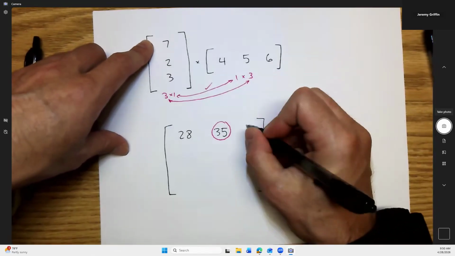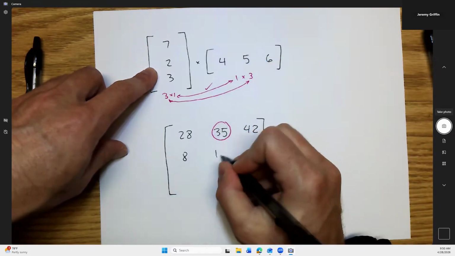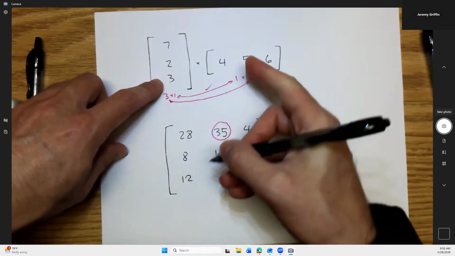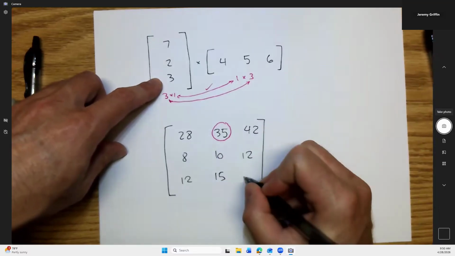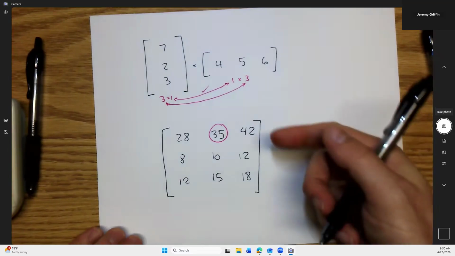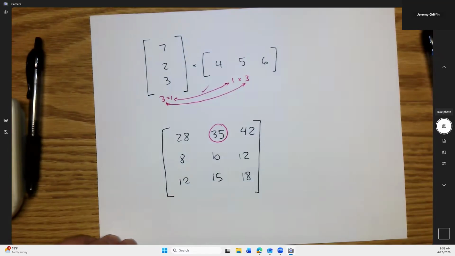So 7 times 6, this would be 42. 2 times 4 is 8. 2 times 5 is 10. 2 times 6 is 12. 3 times 4 is 12. 3 times 5 is 15. 3 times 6 is 18. That's the full answer. And then I'll just pull one element and say, what's one element? Okay, so element 1, 2.